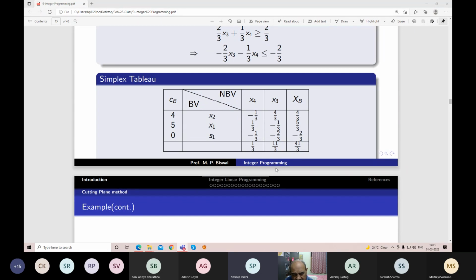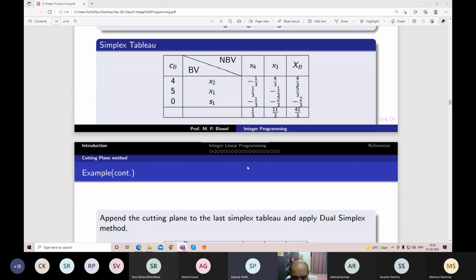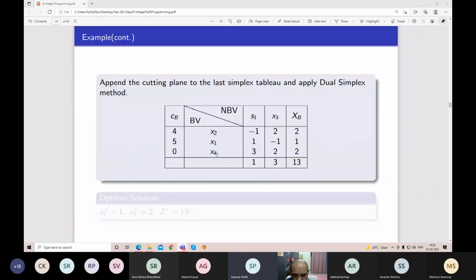11/2. What is the minimum? Minimum occurs with respect to this one. Okay. So S1 is the departing variable. X4 is the entering variable. Okay. This you can see. X4 is the entering variable and S1 the departing variable.